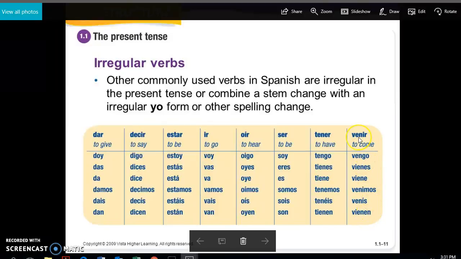Now, do you notice that venir is a little complicated like tener because you also have another change with the E to an I. E to an I. So for tener and venir, you're not only remembering the go form, but you also have a spelling change in the other forms. So this is what we call irregulars or weird verbs. Hopefully, you are able to practice these at home and be ready for the quiz. Good luck.